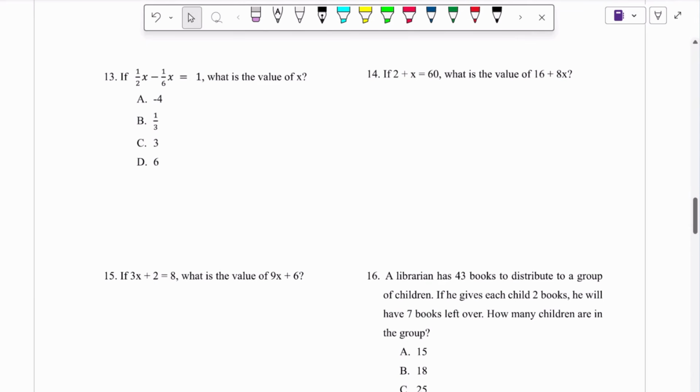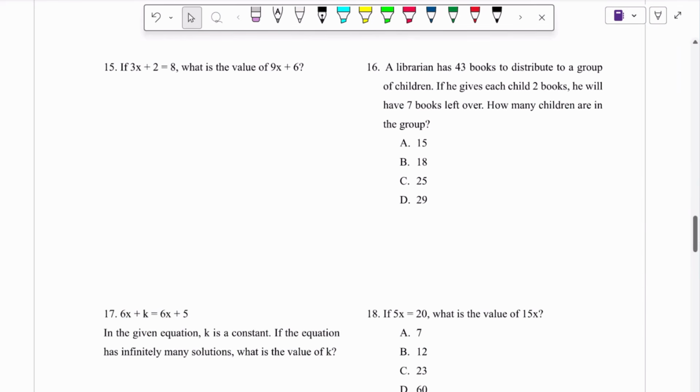Similar problem to 12 is like 14. I will leave that for you guys. If I take a look here at problem 16, a little word problem to help you with the translation. A librarian has 43 books to distribute to a group of children. Each child will get 2 books, and the librarian will have 7 books left over. So if we think about this, we have 7 books left over that nobody took, plus every child gets 2 books. I don't know how many children there are, so that's why I'm saying x for the children, equals 43.